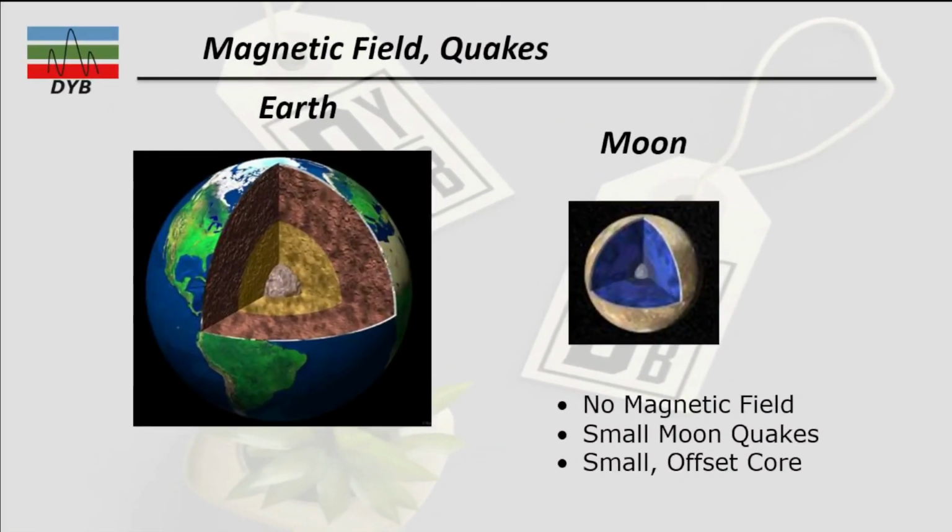So let's look at the magnetic field and the quakes. The Earth has its own magnetic field, and we also have earthquakes. But if you look at the moon, there is no magnetic field, so there is no magnetic north and south pole and these types of things, because of what the Earth's inside is like. We are going to learn about the internal structure of the moon as well. So there is no magnetic field, and there are small moonquakes and a small offset core.